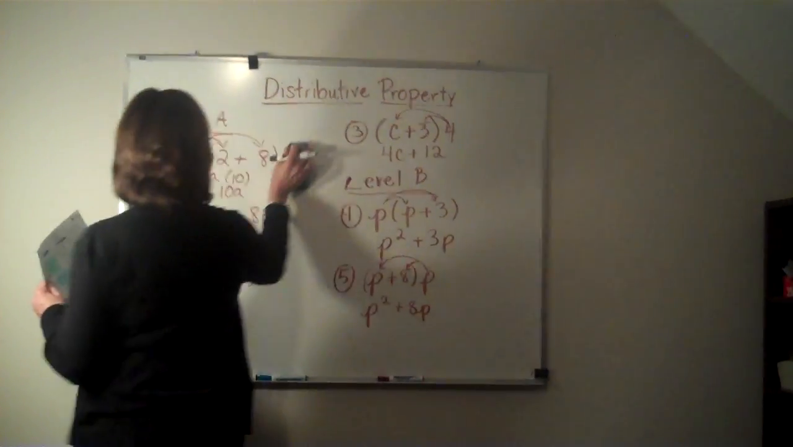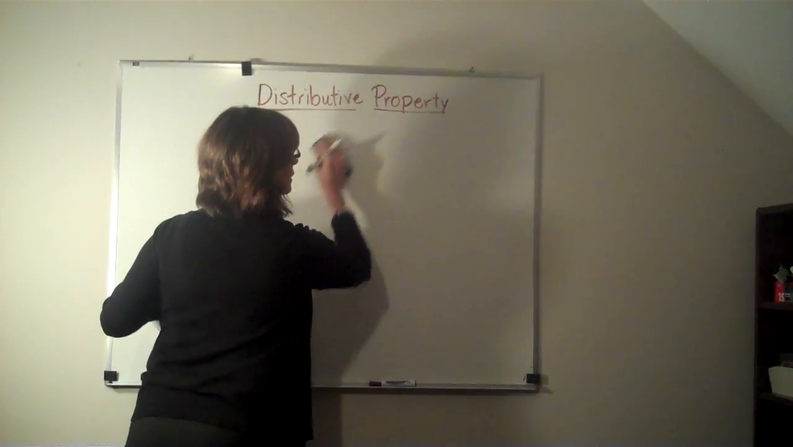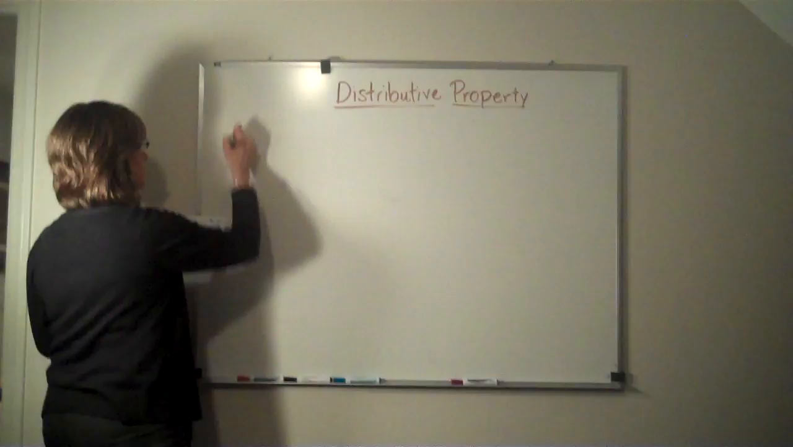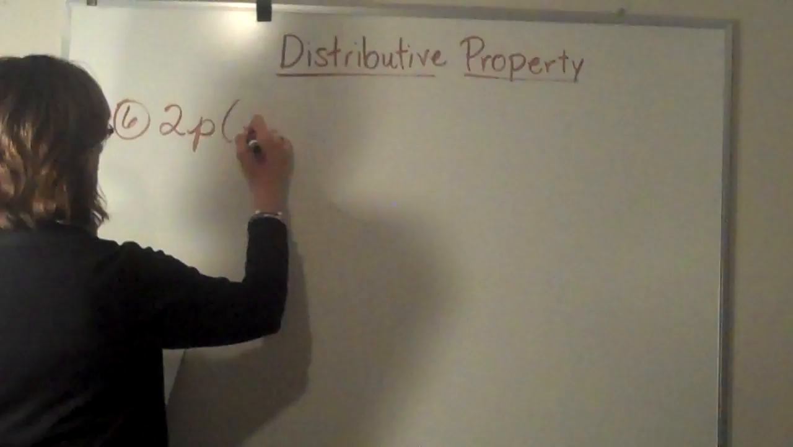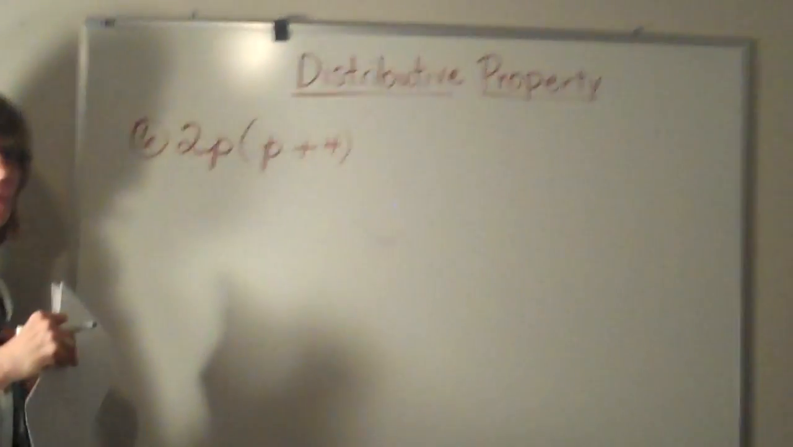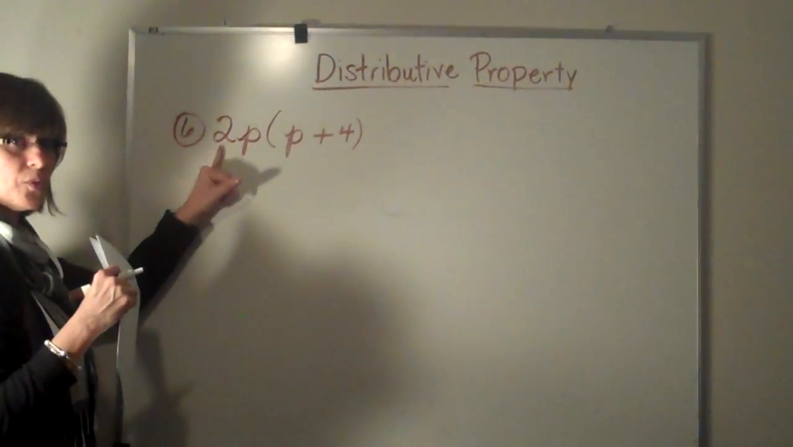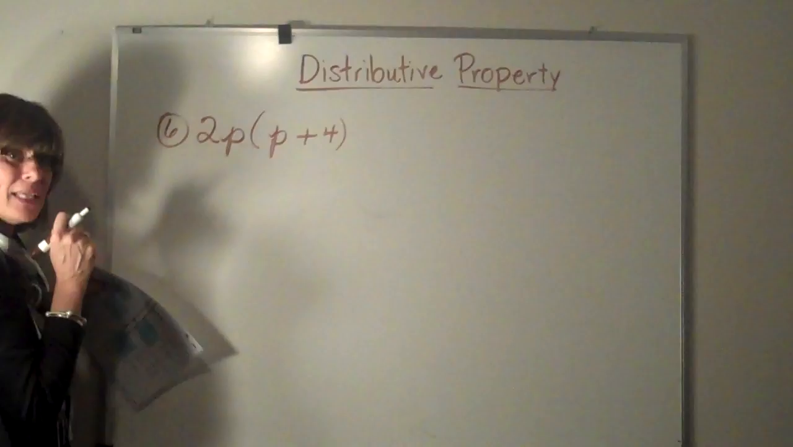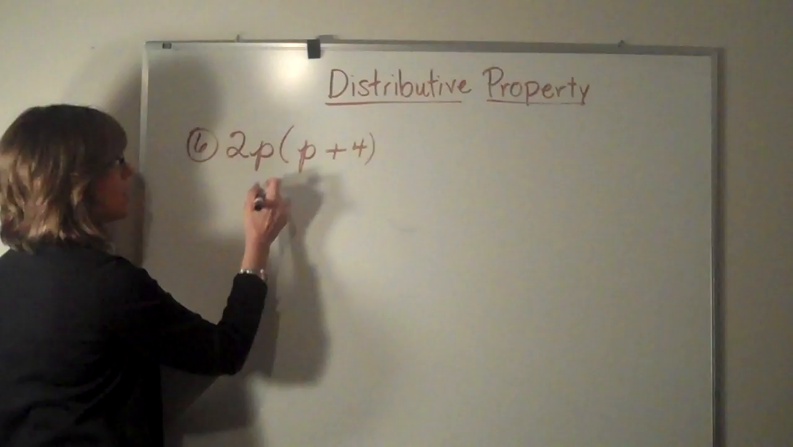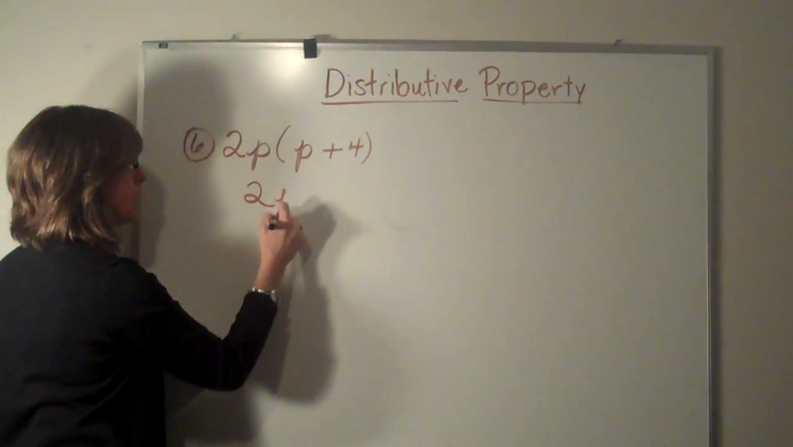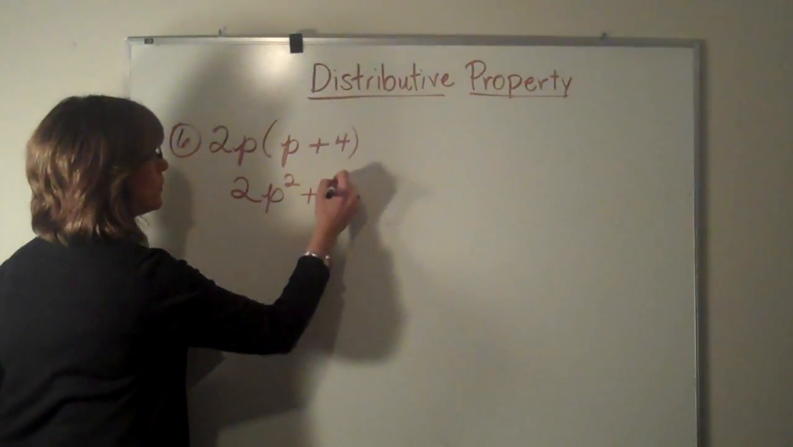Okay, let's move on to another example of level B. So this is number 6. Now this time I'm going to put 2P out here and then P plus 4. So now instead of just having a P and getting P squared, I now have a 2. I know that the number in front of that P is a 1. That was understood. We already talked about that. So this would just be 2 times 1, which is 2, and P times P, which is P squared. Then I have 2P times 4, which would be 8P.